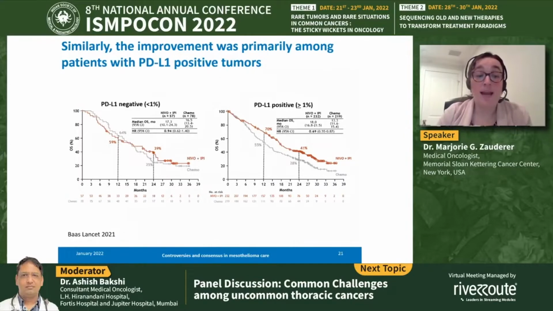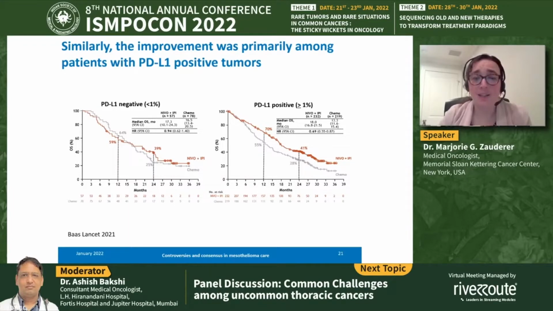There was also an analysis by PD-L1 status, which revealed that those with PD-L1 positive tumors derived most of the benefit of immunotherapy. For PD-L1 positive tumors, median overall survival with chemotherapy was 13.3 months and 18 months with immunotherapy. For PD-L1 negative tumors, however, median overall survival with chemotherapy was 16.5 months and 17.3 months with immunotherapy. And again, the hazard ratio for that crosses 1.